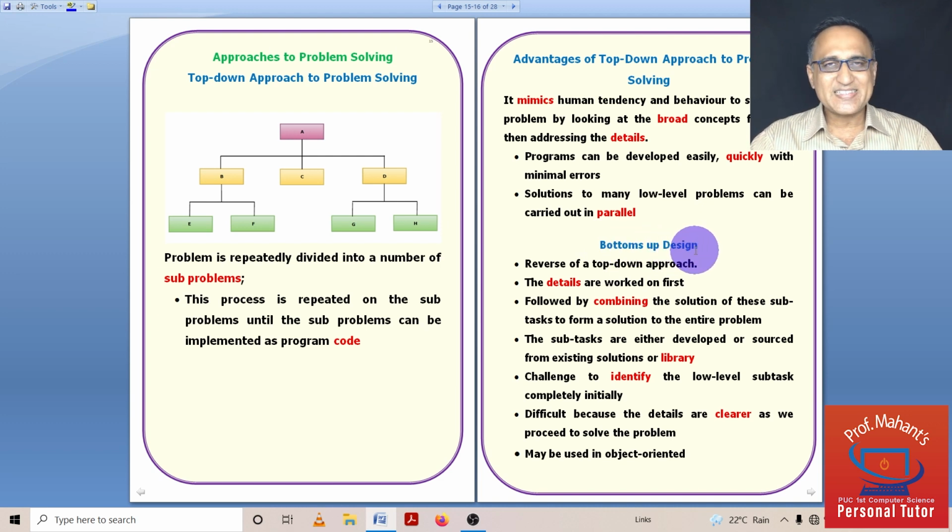Bottoms up is exactly opposite of the top down approach to problem solving. Here what we do is we first try to look out or analyze all the details. We find a solution to the details. For example, my detail could be finding the square root, finding the logarithm, calculating the length of a string. So you can think of all of these details. Then it's like taking spare parts and building the complete bike or car.